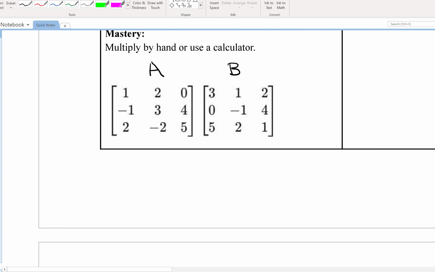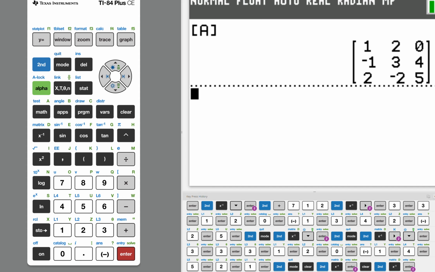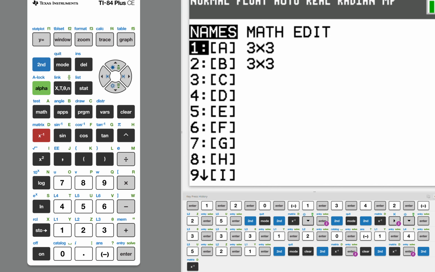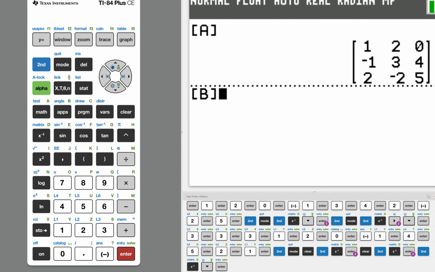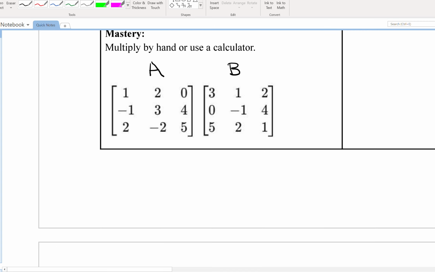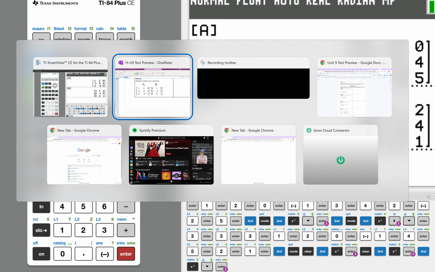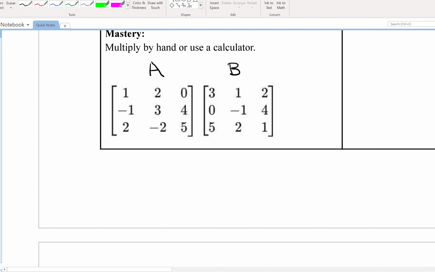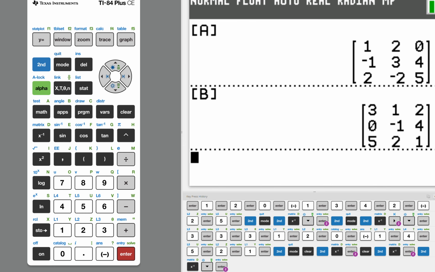I could do the same thing for B, but then in order to multiply them, you can do this. I've already checked A, but we'll go ahead and put B just so you can see. There's B: 3, 1, 2, 0, negative 1, 4, 5, 2, 1.